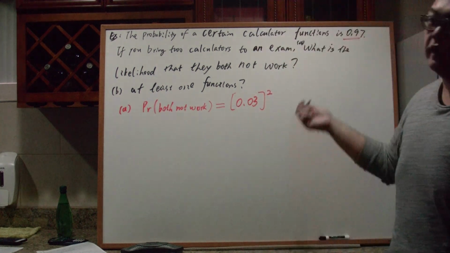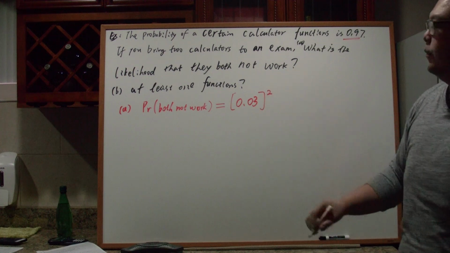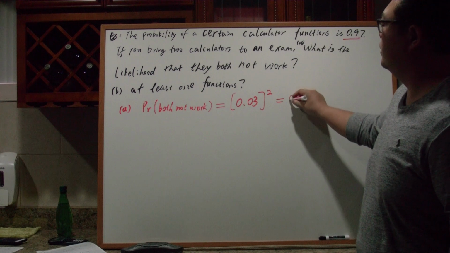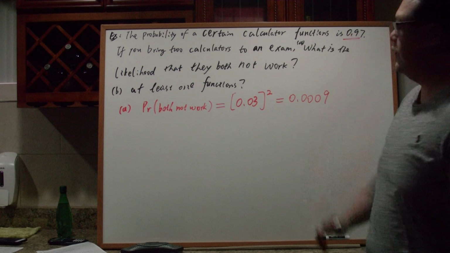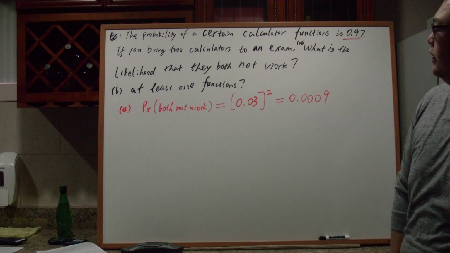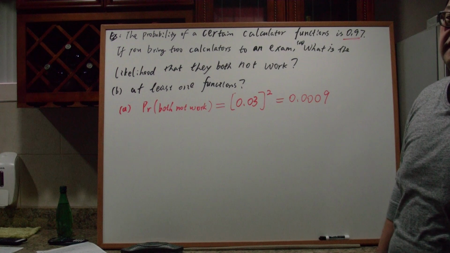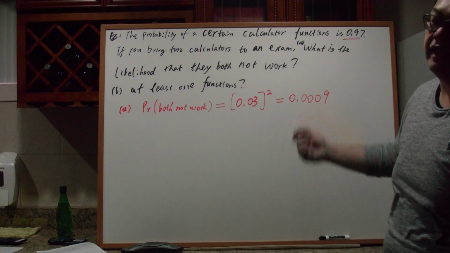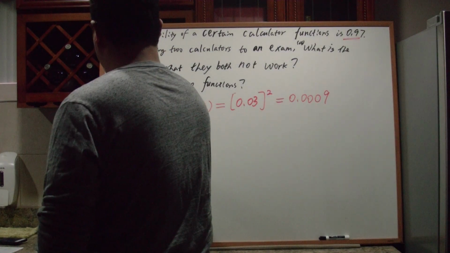These two are coming from the two calculators, right? The first is not and the second is not, so we can multiply them together, which is 0.0009, right? Which is less than 0.09%. I mean, it's less than 0.1%. It's 0.0009 exactly, right?